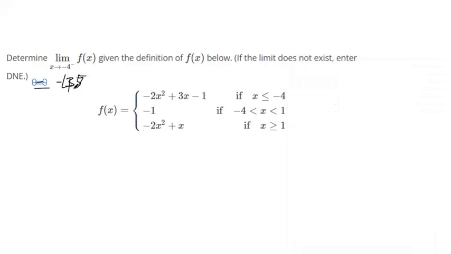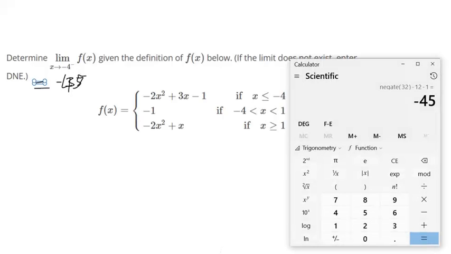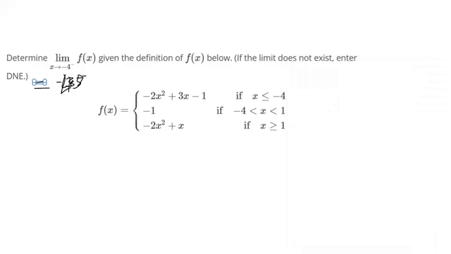Good thing I checked. Maybe I better check one last time. 4 squared is 16. That's negative 32. That's a negative 12. Negative 1. Okay, sorry, negative 45. My mental math was way off on that one.